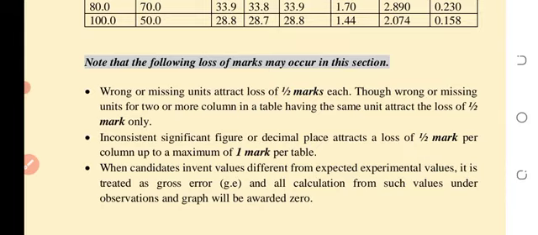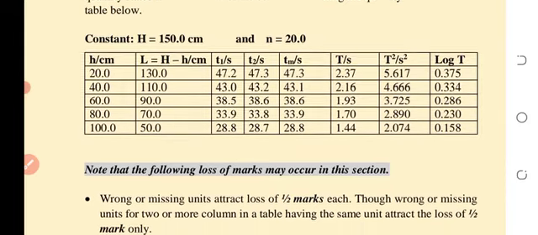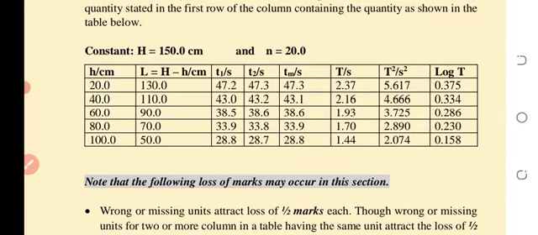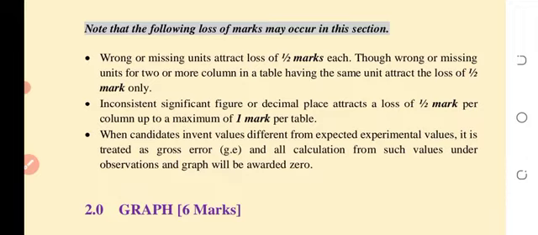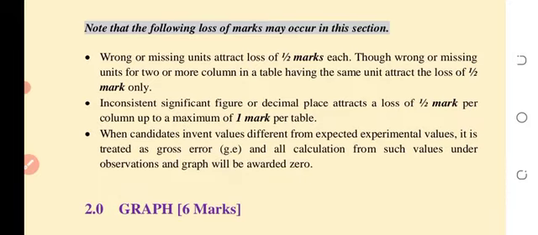Now, what is the meaning of this? Some candidates are fond of going into the hall and just getting values from wherever or whoever they can get them from and just presenting them on the table. Now, this is in most cases referred to as a gross error, because if your value does not correspond with what you're supposed to have based on the procedure given in the experiment, it will be tagged as a gross error, and every calculation that you use these values for will be awarded 0.